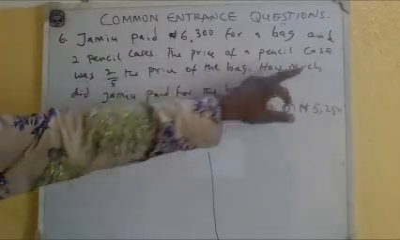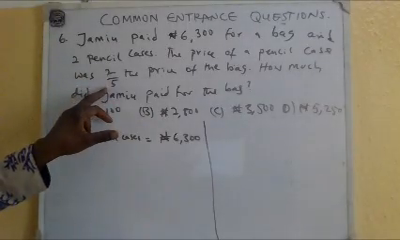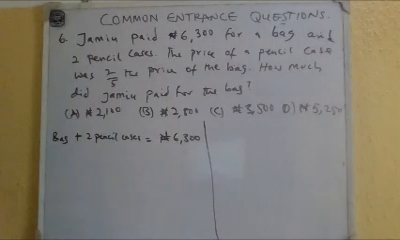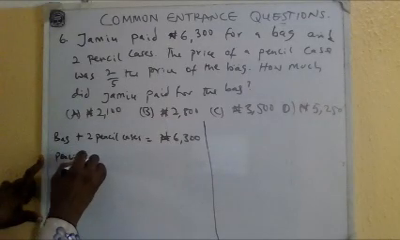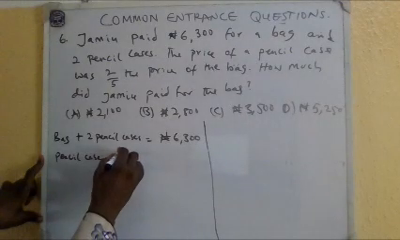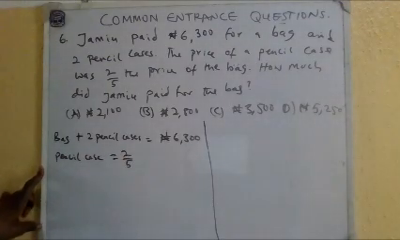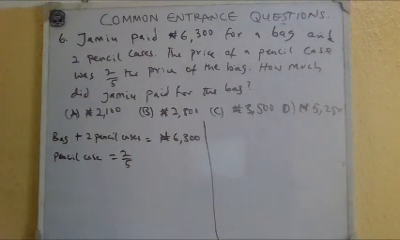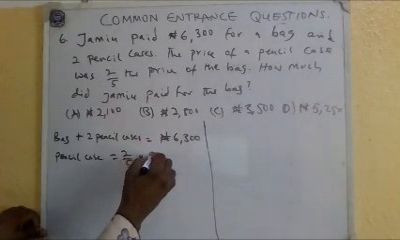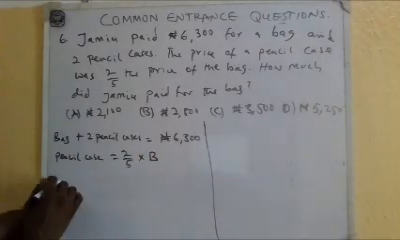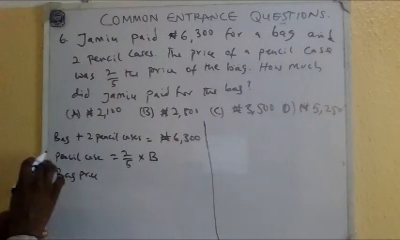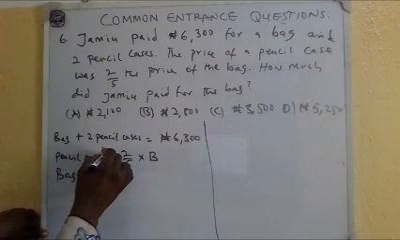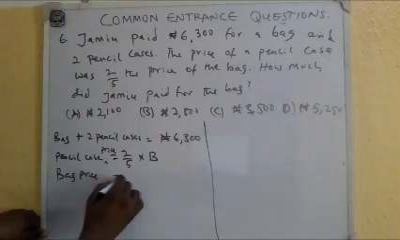The price of the pencil case was 2/5 the price of the bag. So 1 pencil case is 2/5 times what? Times the price of the bag. So let me say the bag is B. If I say times B, that means bag price. This is the pencil case price. Pencil case price is equal to this. Then bag price is equal to B.